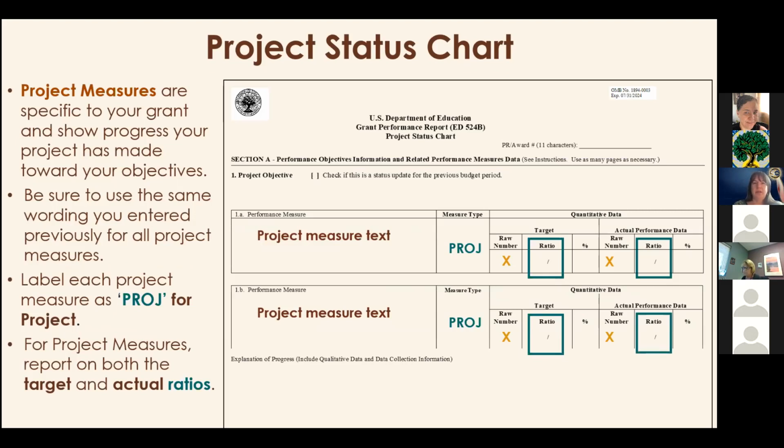All right, so here you can see in that space down below where that narrative explanation of progress would go. You see there where the text goes, where it gets labeled. Again, noting that we report target and actual ratios for all of our project measures. Those project measures are really the ones that were written specific to your grant and your approved grant applications. We're not creating any new measures at this point.